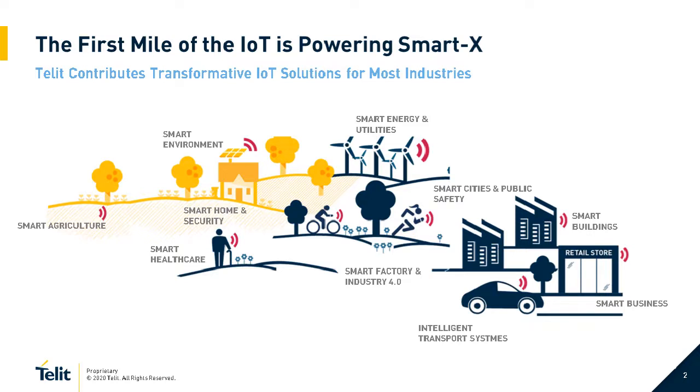So from our perspective, the first mile is actually connecting to the machinery, and that includes devices in the field, in the factory, everything from a small agricultural sensor all the way up to large energy management systems for windmills, etc.